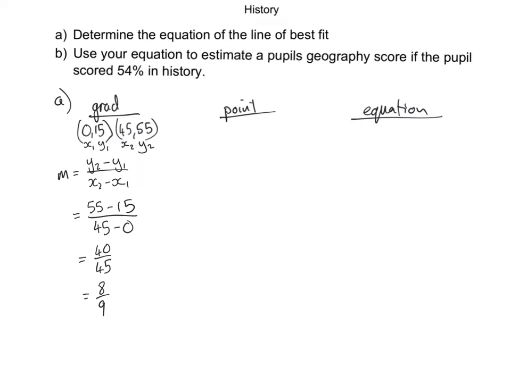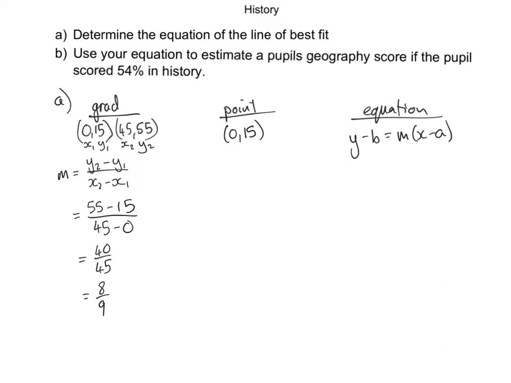For the point, it doesn't really matter which of these 2 points you use. We'll just choose this one because it'll maybe make it a bit easier because of the 0. So I'm going to put in 0, 15 as my point. And then my equation of a straight line is y minus b equals m bracket x minus a.